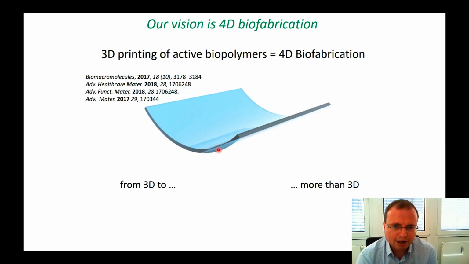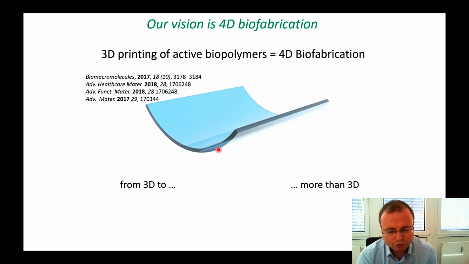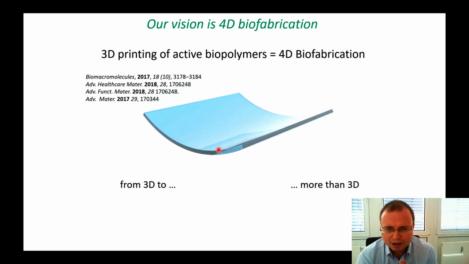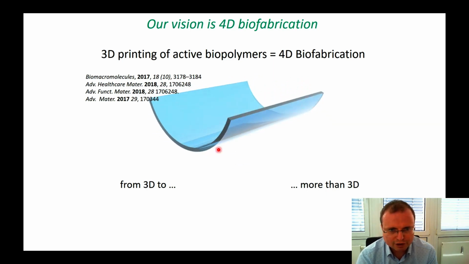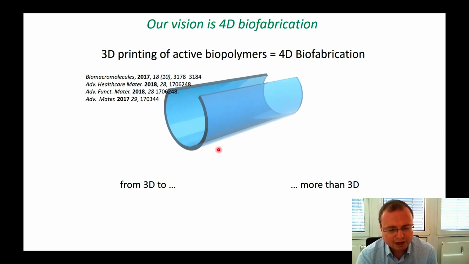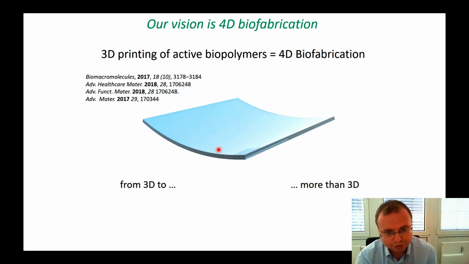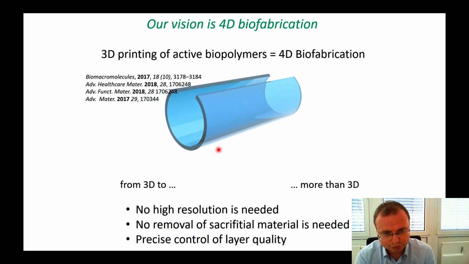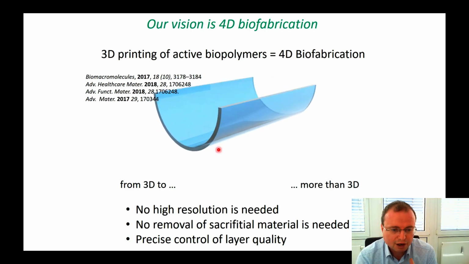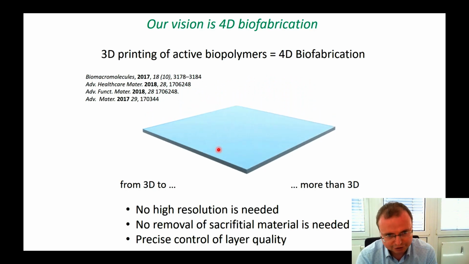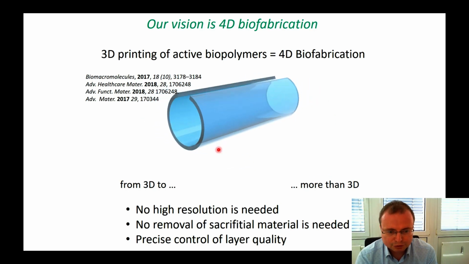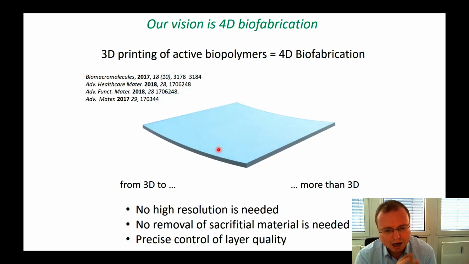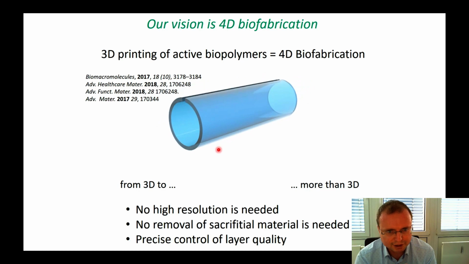We do not name it 4D bioprinting because in this case we use not only 3D bioprinting for fabrication of the initial object, but we are free to use any kind of additive, formative and subtractive manufacturing technologies. The advantage of this concept, if you for example think about blood vessels, is that we don't need very high resolution for fabrication. We don't need to remove sacrificial material because we don't use any kind of sacrificial material, and we can precisely control the quality of the layers.